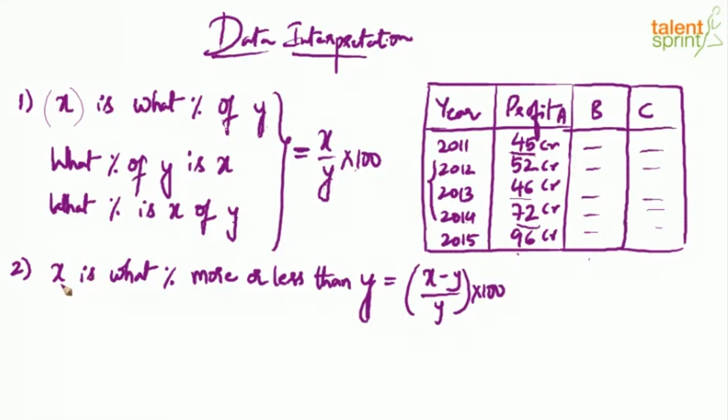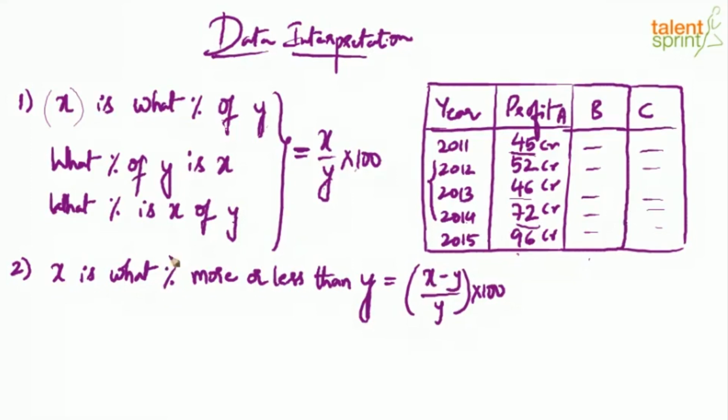See, we are comparing X, basically X is how much more or less than Y. Forget about percentage. If percentage is not given, what happens? X is what more or less than Y, or X is how much more or less than Y. So basically the difference of X and Y. We have to find out the difference of X and Y. So we can say X minus Y is the answer.